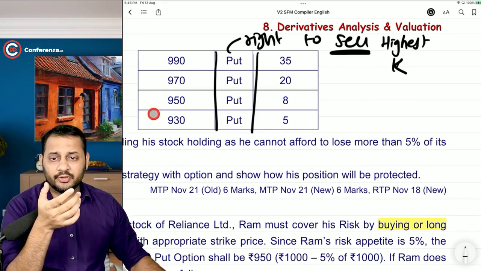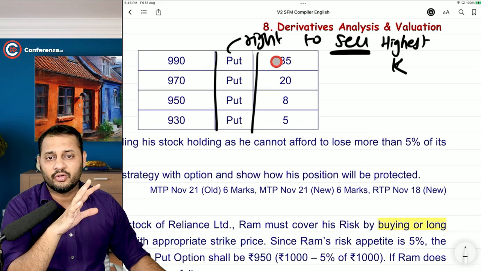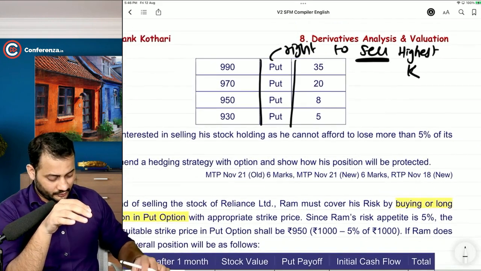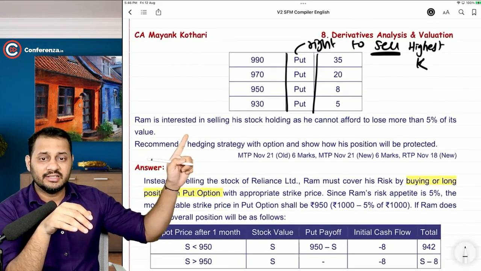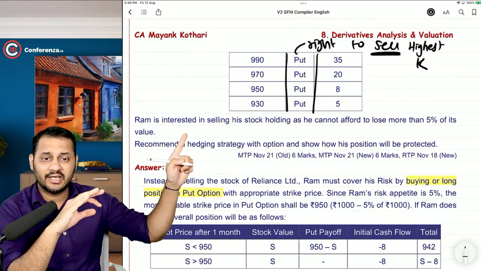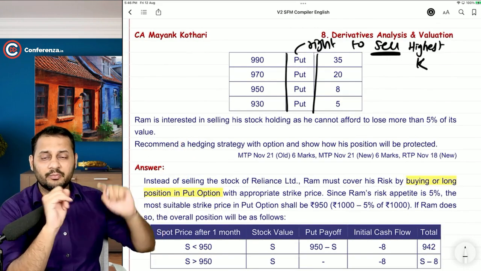So this depends upon you, which type of option you select. Accordingly, you will have to pay the premium. Now, Ram is interested in selling his stock holding as he cannot afford to lose more than 5% of its value.